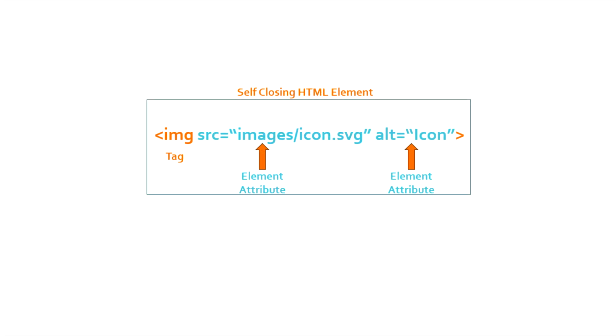Some elements, however, are self-closing, meaning they do not have the closing tag. Notice that we do not have content, but rather we'll mostly have attributes. In this case, the content for the image tag is the source element attribute.